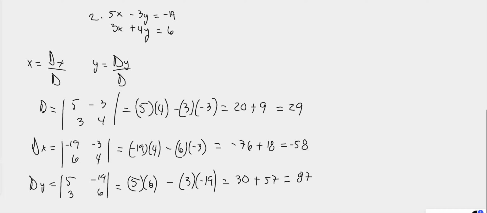So what do I need now? The last thing I need to do is substitute the values that I got into these equations. So we get x is equal to negative 58 divided by 29, and y is equal to 87 divided by 29. Well, if you put this on the calculator, negative 58 divided by 29 is negative 2, and 87 divided by 29 is 3. So our final answer is negative 2 comma 3.